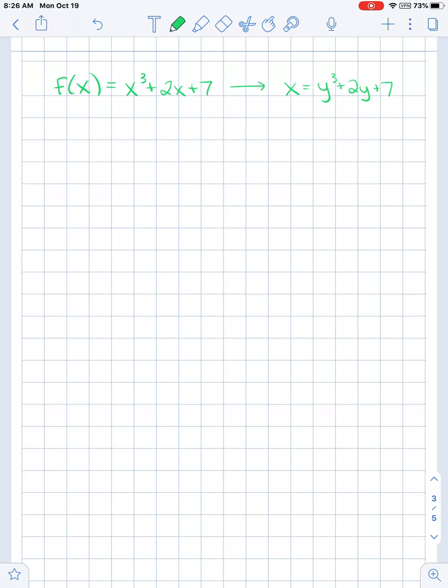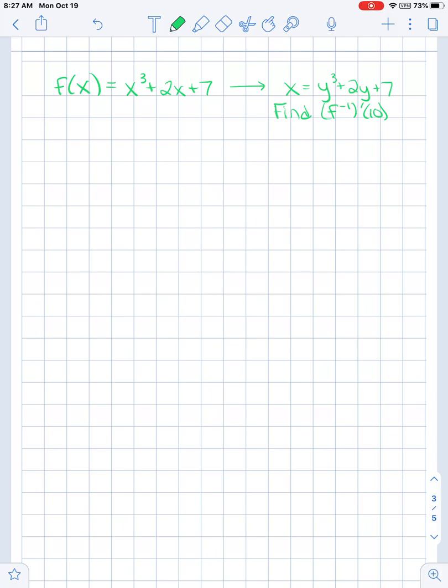it's really difficult in this case to isolate y. In fact, I don't know how to do it. So in this case, finding an inverse is going to be difficult. But if the question said, find the derivative of the inverse at 10, well, that one's going to be interesting to find because I don't know how to find that inverse.